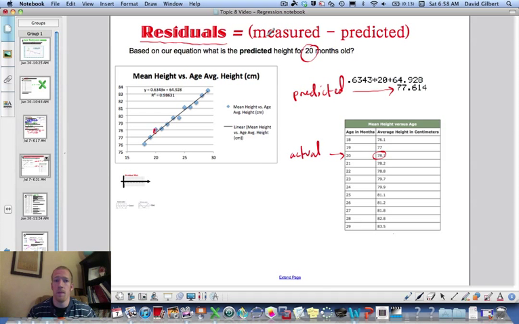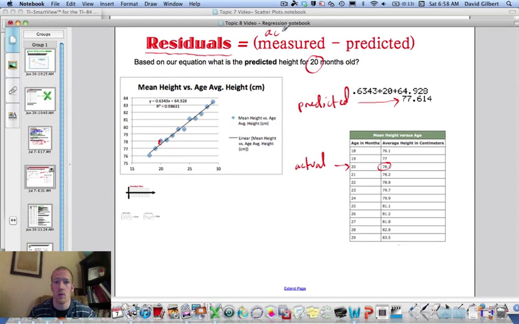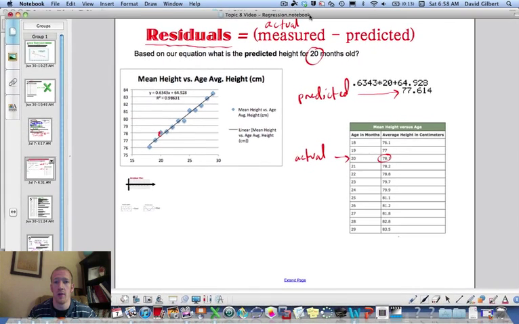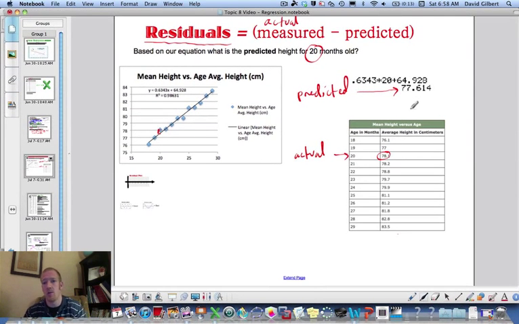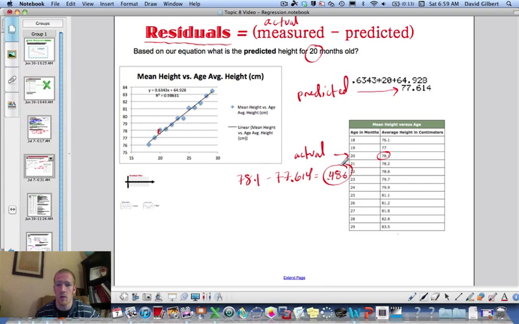So the residual, since this is above the line, it's positive, and it's always the measured or the actual minus the predicted. So if we did actual minus predicted, that would be 78.1 minus 77.614, and that's going to give us 0.486, a positive residual of 0.486. That's our residual value.